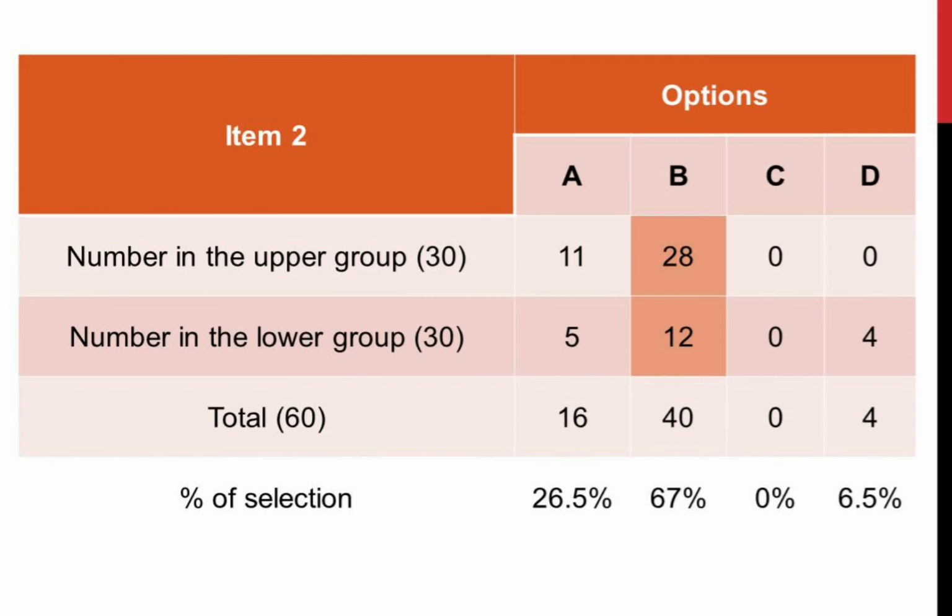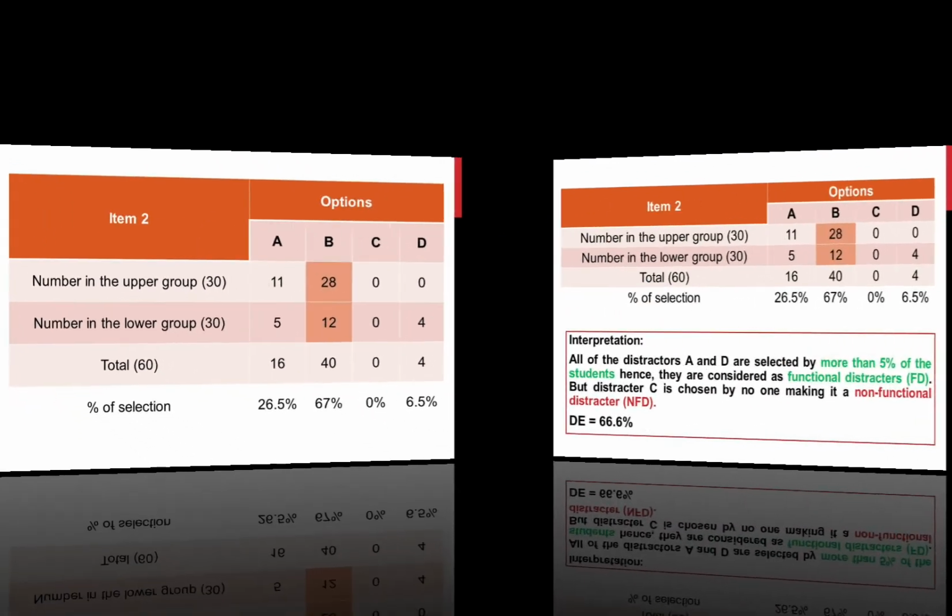Next option is option C, and 0 from the upper group chose letter C, and none also from the lower group, which makes it 0%. Last option, option D, 0 from the upper group chose it, and 4 coming from the lower group, with a total of 4 students, which is equivalent to 6.5%.